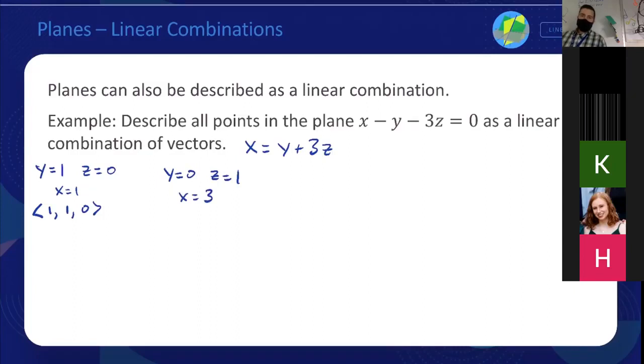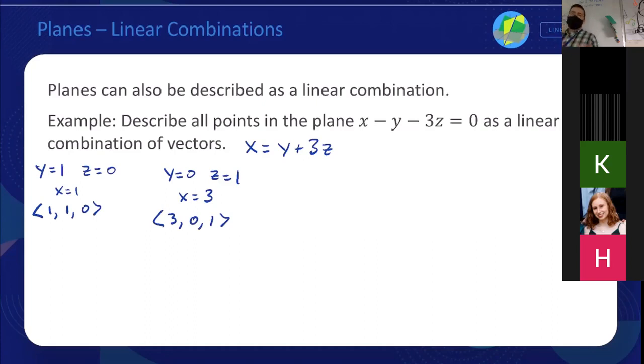Plugging into the equation y equals 0, z equals 1, I get x equals 3. Again, that means the point (3, 0, 1) is on the plane. The point (0, 0, 1) is on the plane, which means the vector (3, 0, 1) is on the plane. My goal here is that I wanted two vectors to describe the plane.